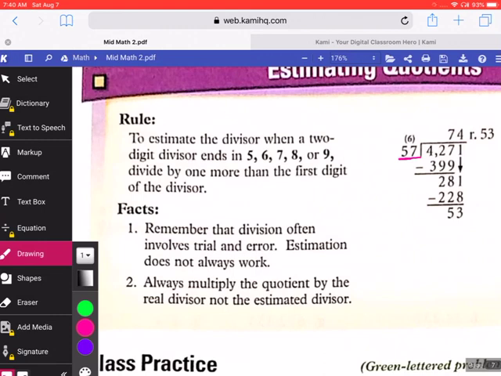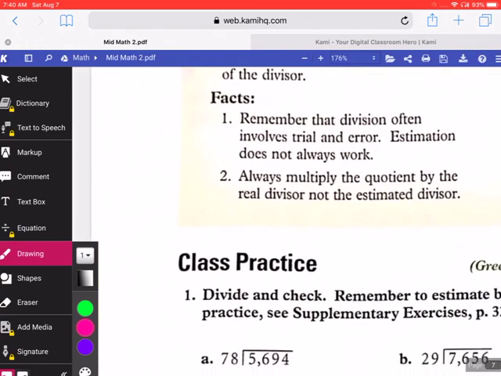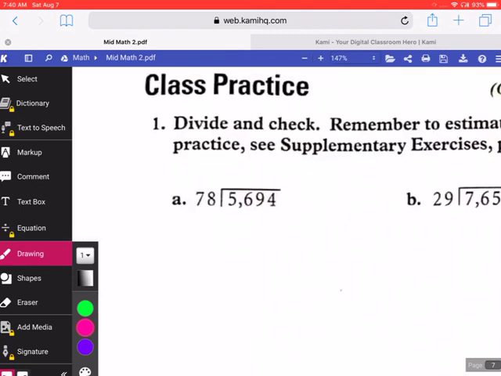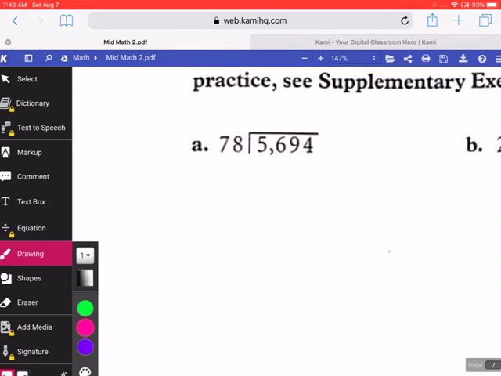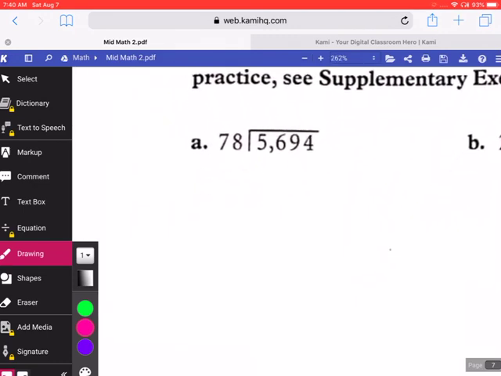But now if they had used 8, 5 times 8 is 40. So they would have come up with a bigger number here, and this would have been too much, so they would have had to go back and rework it. So by estimating with this 6, it will kind of reduce some of the errors and make it go a little bit faster. So to put that into practice, we'll do some of these class practice problems here together. Kind of show you what it's actually talking about.